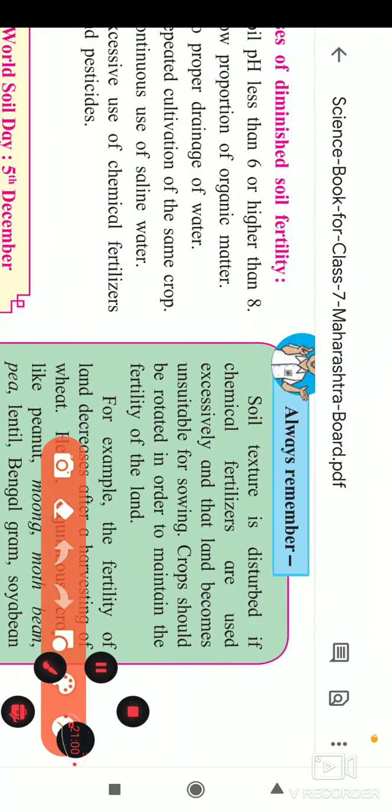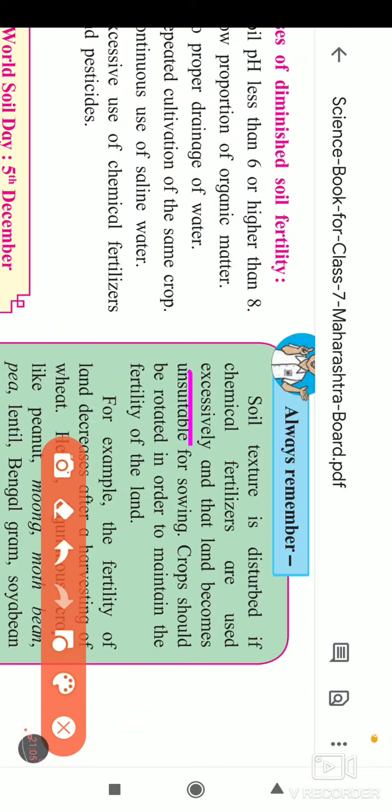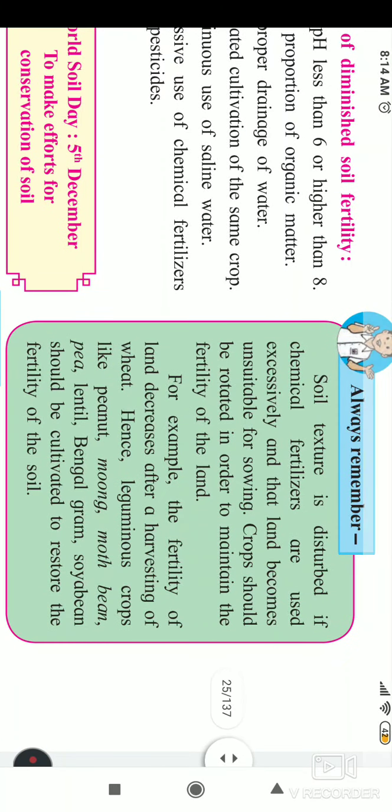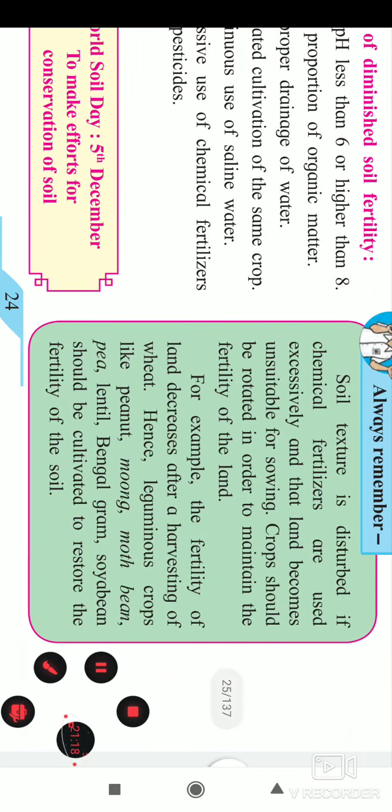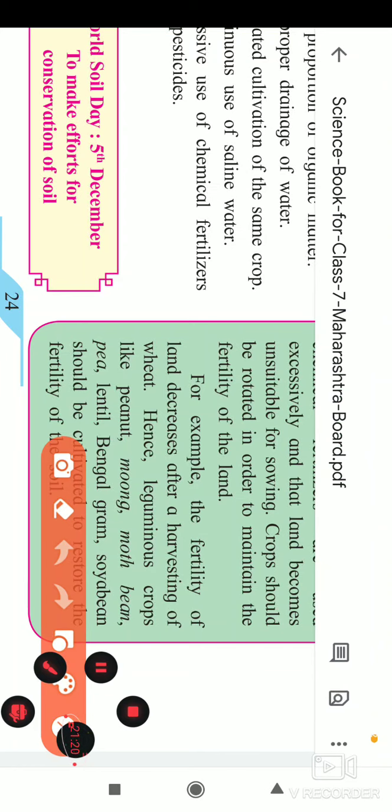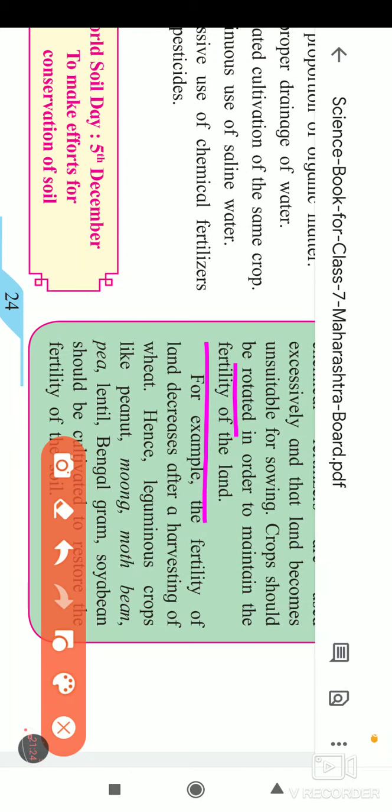Soil texture is disturbed if chemical fertilizers are used excessively. What they told you: the soil's fertility is disturbed because of excessive use of chemicals, and that land becomes unsuitable for sowing. So the crop does not grow properly in that type of soil. Crops should be rotated in order to maintain the fertility of the soil.